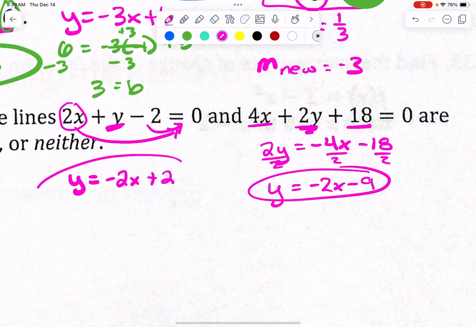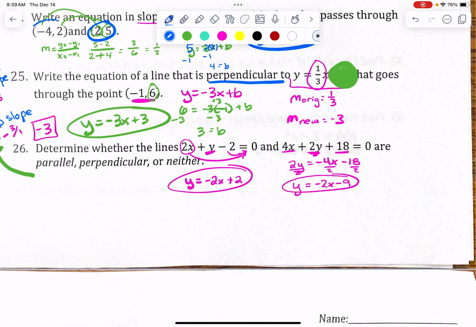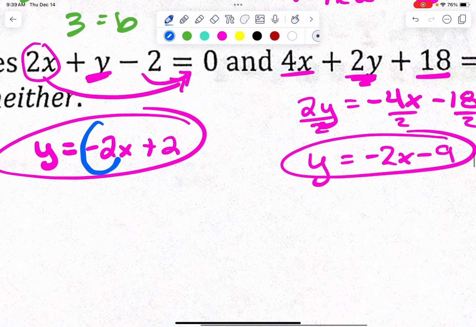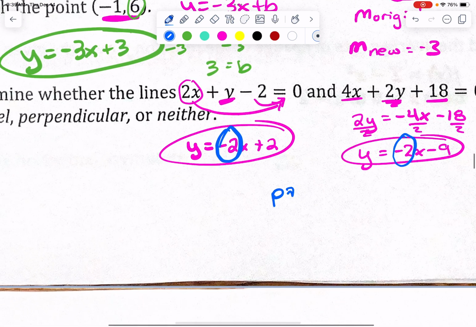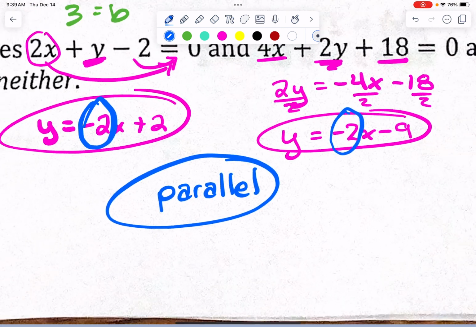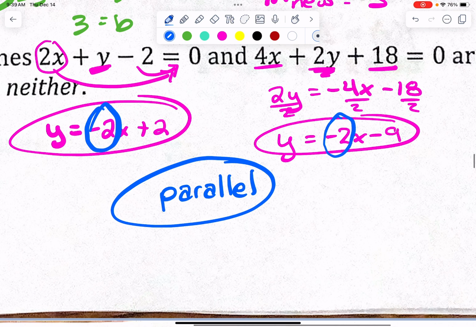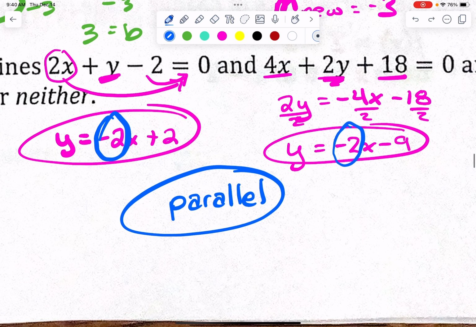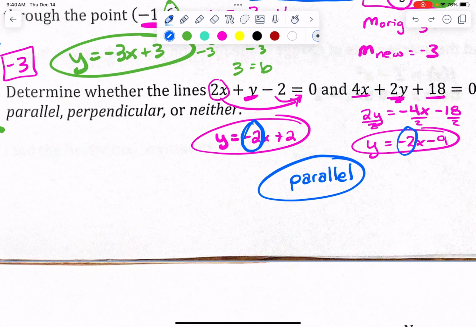So I'm comparing these two together. To determine whether they're parallel, perpendicular, or neither, this guy's slope is negative 2. This guy's slope is also negative 2. Hey, that means they are parallel. They have the same slope. Now, if they had the same y-intercept, like if this was minus 2 plus 2, those would be exactly the same line, right? They wouldn't be parallel. But they are parallel because they have the same slope. In order to be perpendicular, if this one was negative 2, this would have to be positive 1/2. But that is not the case, so they are parallel.